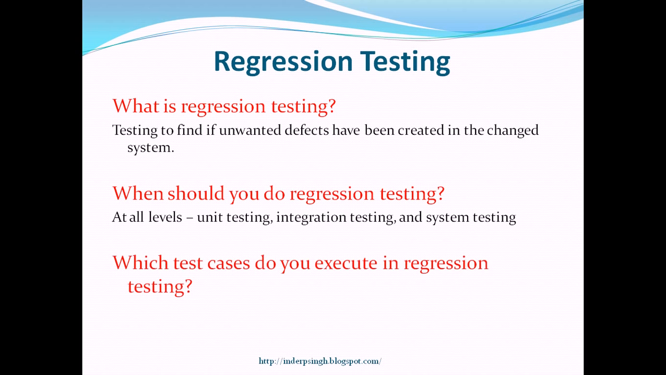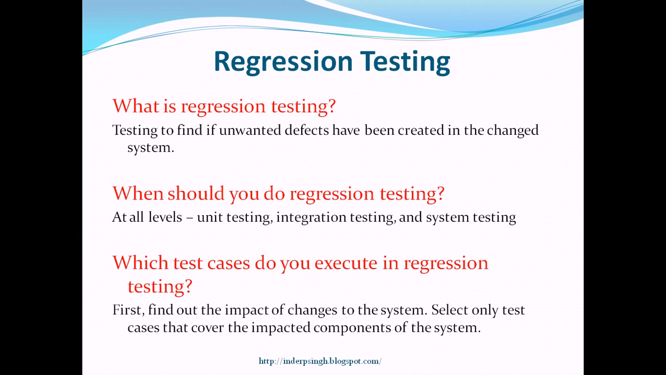Which test cases do you execute in regression testing? Well, before you select the test cases that you execute in regression testing, you have to find out the impact of changes to the system, because regression is only possible in areas which have changed. So first of all, find out the impact of changes to the system, then select only test cases that cover the impacted components of the system. That is because time is key, and you want basically to have the minimum set of test cases that cover all the impacted components of the system.